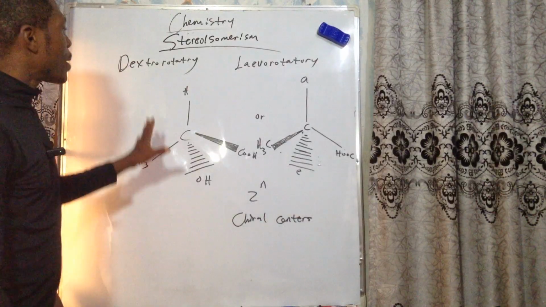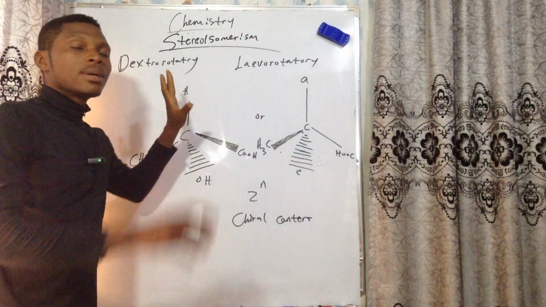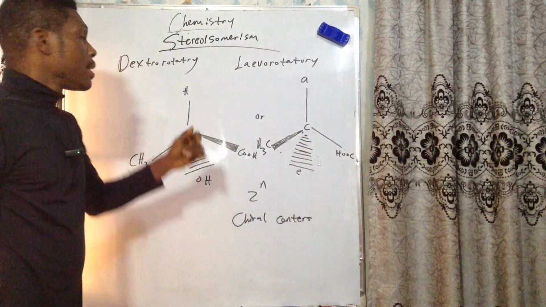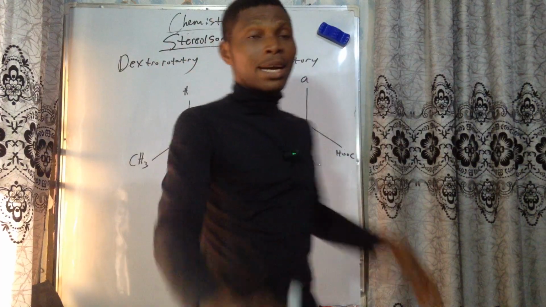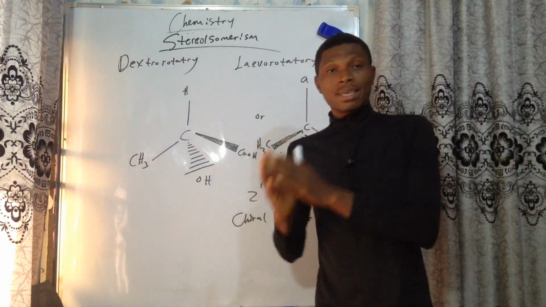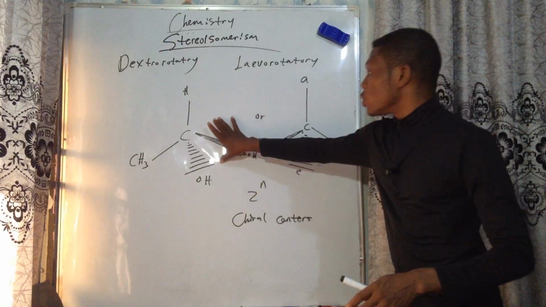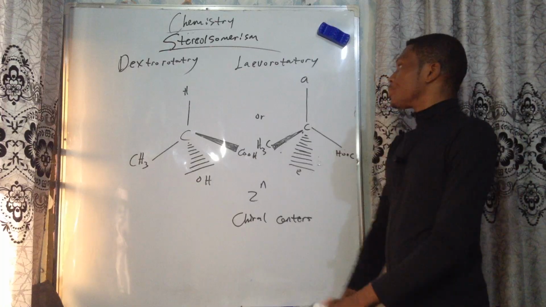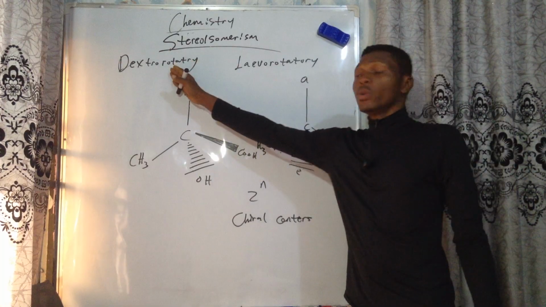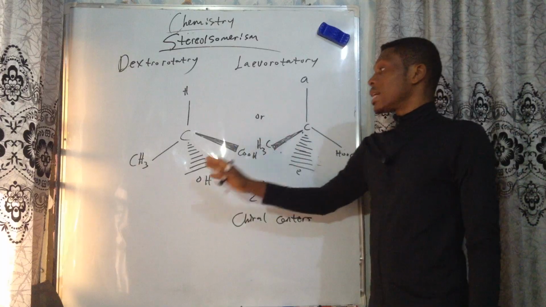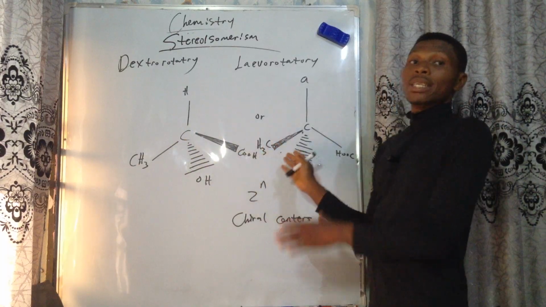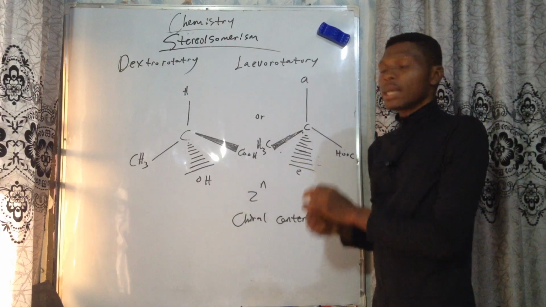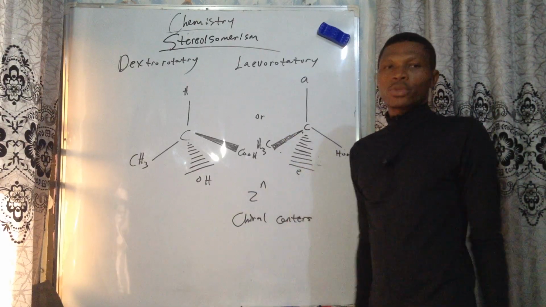So this is all about optical isomerism and optical isomers. In the other stereoisomer, there are two possible forms, cis and trans form. In this one, there are also two possible forms. Do you understand? So we have the one that is dextrorotatory and the one that is levorotatory. The one that rotates plane polarized light to the right and the one that rotates it to the left. So they have two forms.